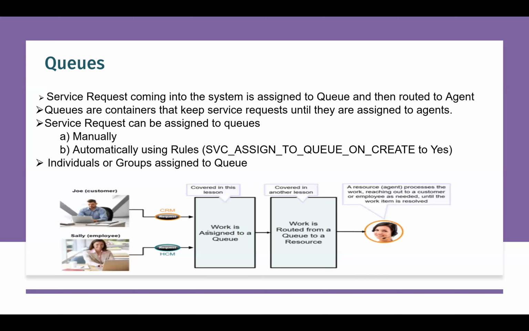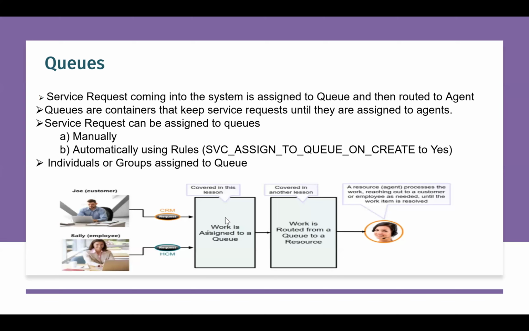Once a queue is created, the service request can be assigned to the queue in two ways: manually and automatically. To the queues, we can assign individual agents, or we can create groups based on their expertise, their area of knowledge, and those groups we can add to the queues.